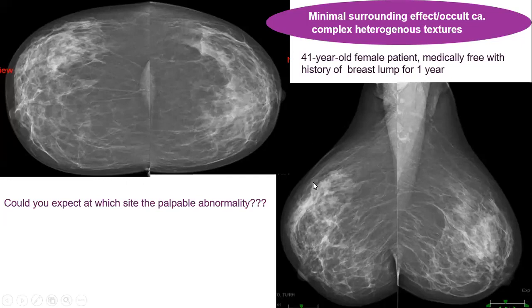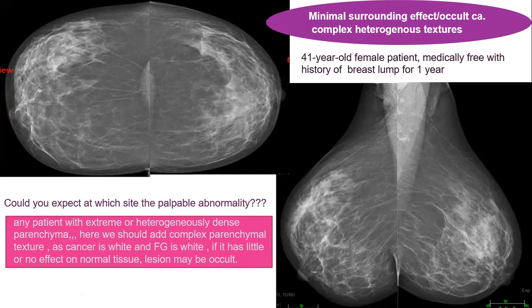If you look here, there is subtle distortion on the fat glandular interface. So any patient with extremely or heterogeneously dense breasts, and here we should add complex parenchymal texture. We can add complex parenchymal textures, not necessarily extremely or heterogeneously dense, but even a less dense breast having complex parenchymal textures. We have to consider it and proceed.